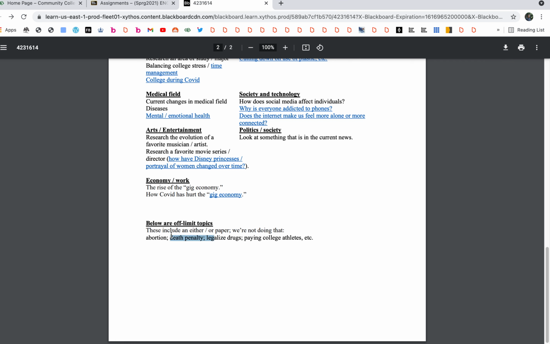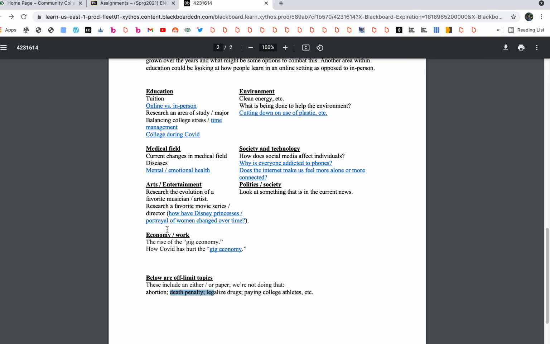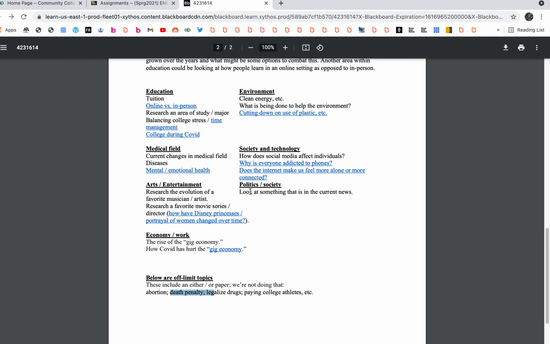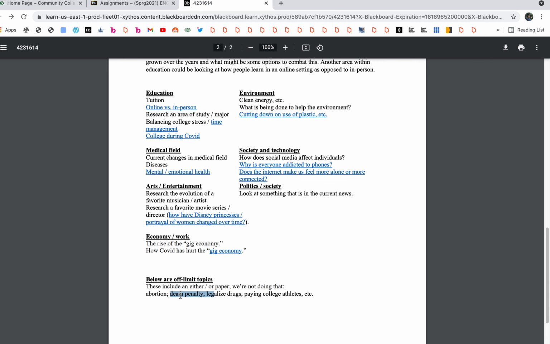If you want to, that's another area. You could look at something in the criminal justice area. I think a good topic could be treatment options for drug offenders over incarceration. That would be a really great topic. And I might add a couple more, but you don't want to do any of these either or. So, we're not doing that.